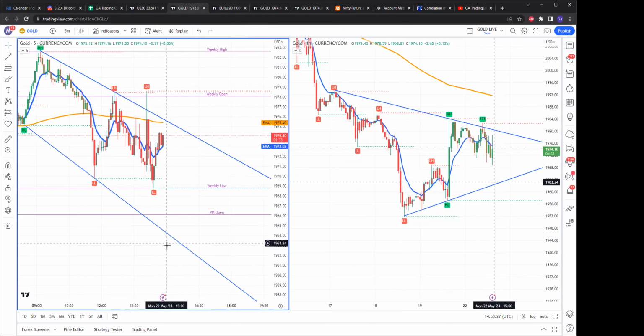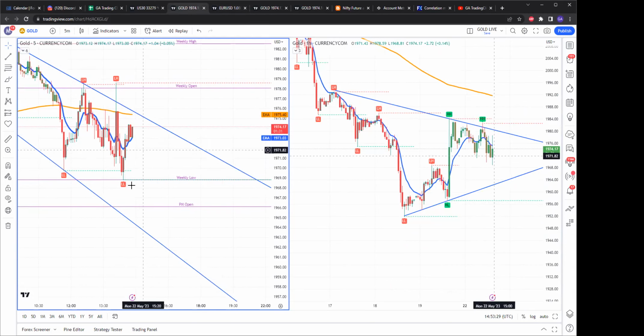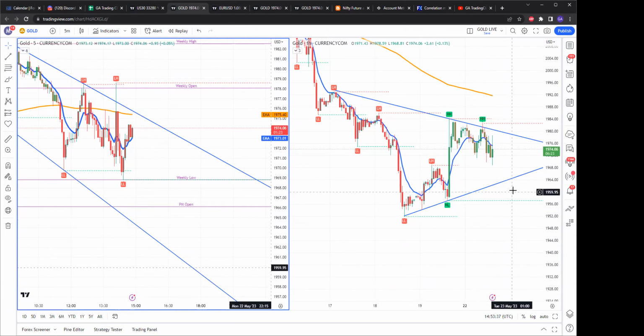If gold is to complete going down, you see we have the previous monthly open somewhere around here, which would line up, right? I'm also looking at this hourly time frame. It lines up with the static trend line on the hourly time frame. So gold might drop down.